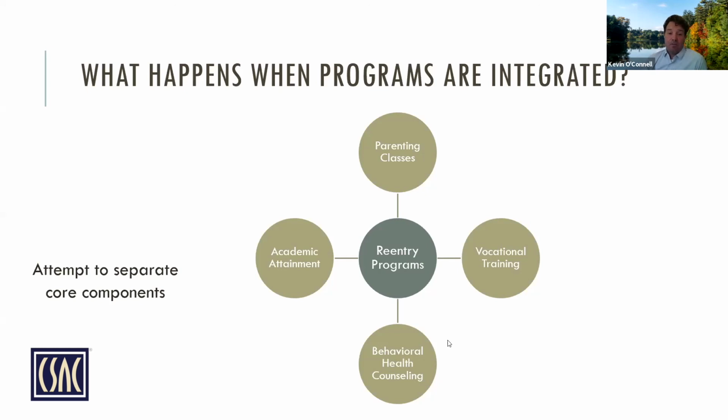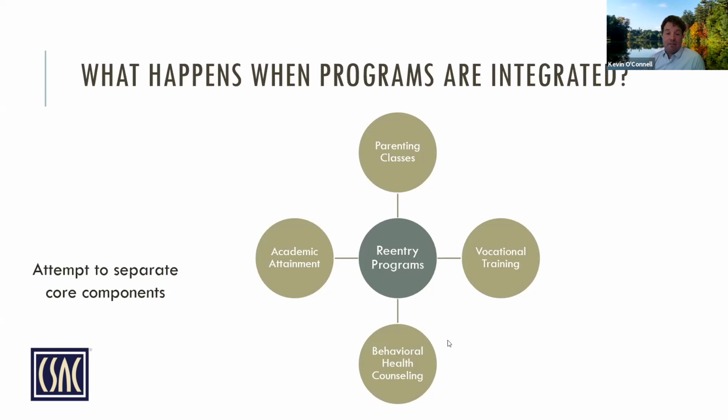help see, are those actual components doing what we want them to do? Do they actually serve the needs we want? And are they being done in a way that matches the evidence? So for this example, we would have reentry programs and then have four rows in the inventory for parenting classes, academic attainment, vocational training, and behavioral health counseling. And then we can also see how much we are spending for these component parts, who's going to them, how many people, and what needs are being addressed, to make sure that our reentry programming has the right mix.